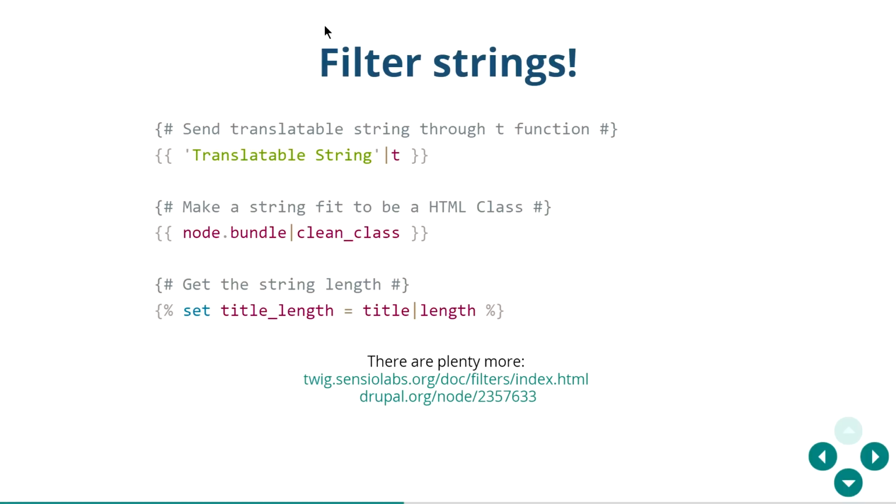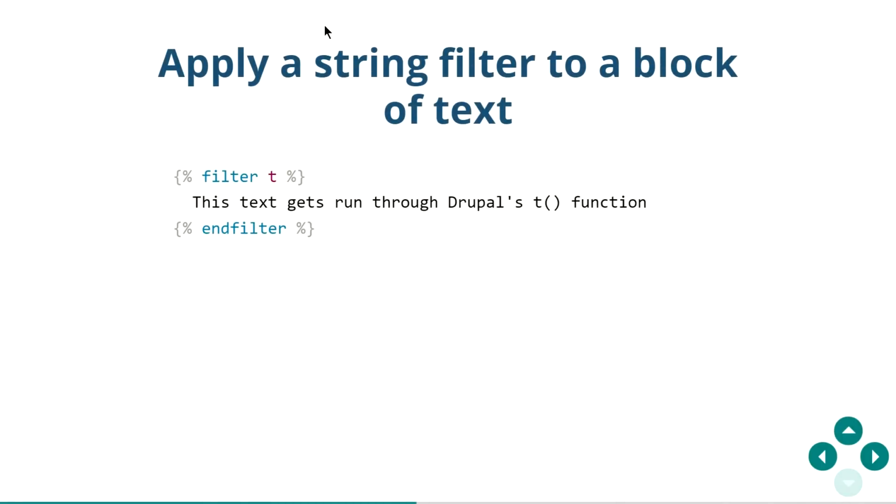There's also a bunch of stuff from Twig. Length is a good one. It'll tell you how long the string is or how long the array is. There's lots of great stuff. And like I said, you can use this deck, and it has all the links to where all the goodness is. You can also filter a block of text. So if you have a very long string that you're translating for whatever reason, you can use a block with the %, and you type in filter, name of the filter, and then encapsulate it in those 2 filter and end filter code blocks.